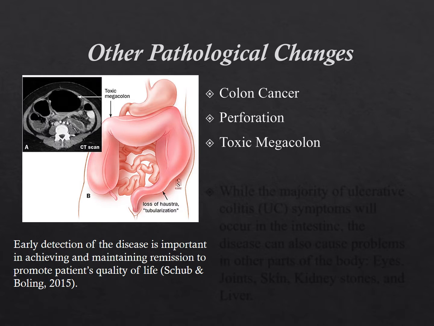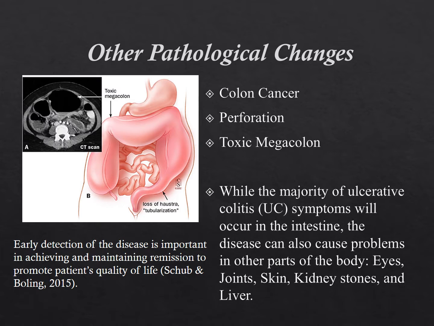Ulcerative colitis patients are at higher risk for colon cancer, perforation, and toxic megacolon. The illustration there shows how the colon expands, creating abdominal distension. This is a common complication for these patients, and they should be seen in the hospital. While the majority of the symptoms occur in the intestine, the disease can also cause problems in other parts of the body, including the eyes, joints, skin, kidneys, and liver. That's why early detection is important in achieving and maintaining remission and promoting the patient's quality of life.